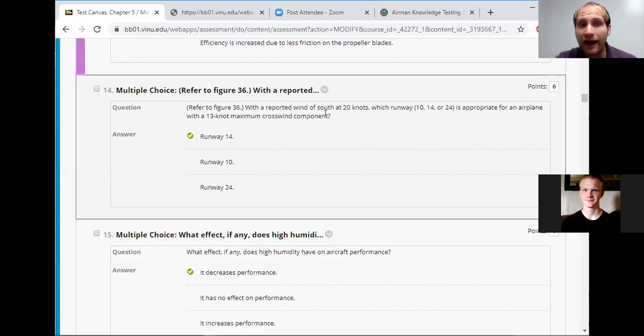So let's really analyze it quickly. The wind is from the south. That's 180. Sure, the wind's blowing at 20 knots. Okay, sure, the airplane has a 13 maximum crosswind component. The question is still simply, how do we choose the best runway? We want the most amount of headwind. We want the least amount of crosswind.